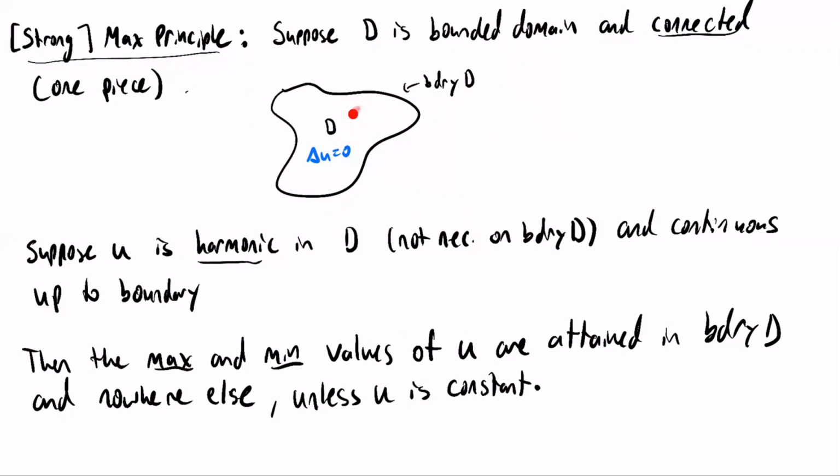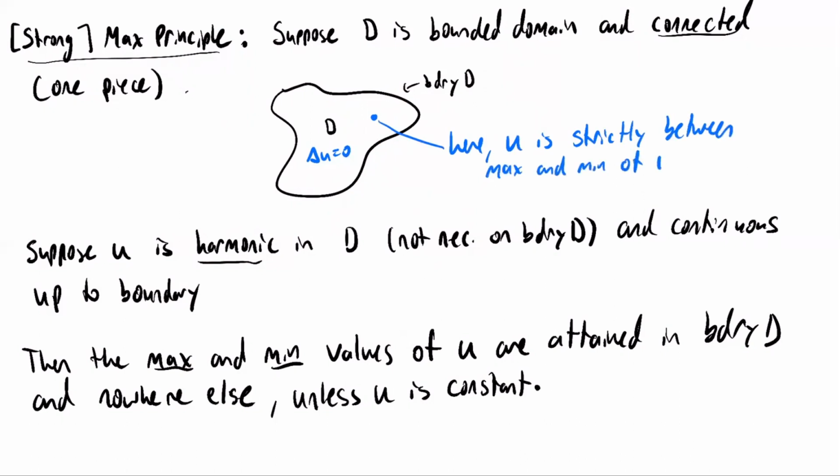They have to only be on the boundary. So if you have any point inside the domain, say this point here, well, here u is strictly between the maximum and minimum of u. It can only equal its smallest value or its largest value on the boundary and nowhere else. So this is what the theorem says.